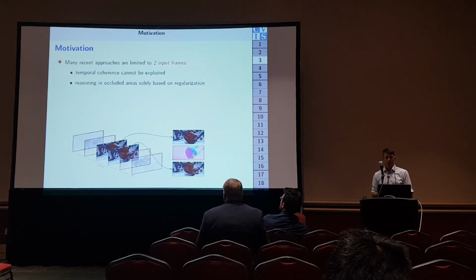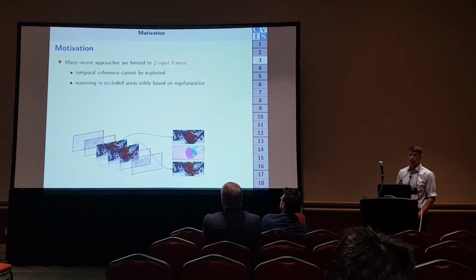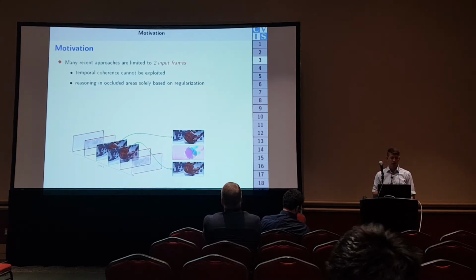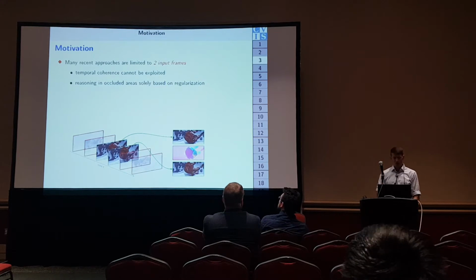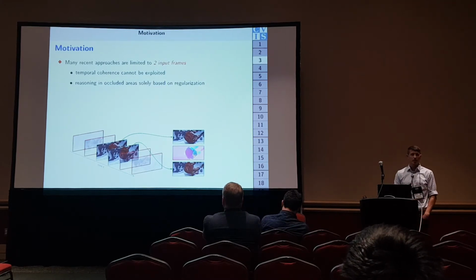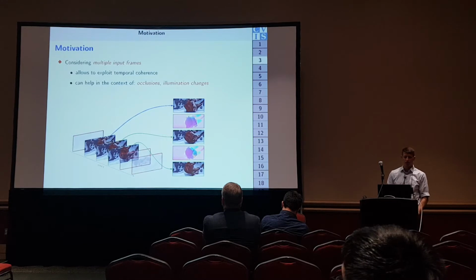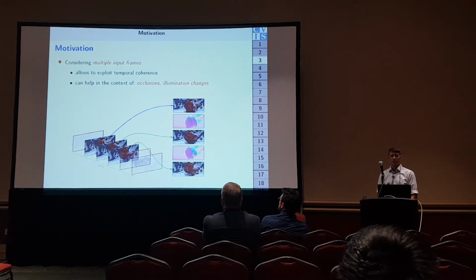Now, many recent approaches are limited to the use of only two input frames. This means that temporal information on temporal coherence cannot be exploited by the algorithms. And reasoning in occluded areas is solely based on regularization. However, considering multiple input frames enables us to exploit information on temporal coherence. And this can be very beneficial in the context of occlusions or illumination changes.